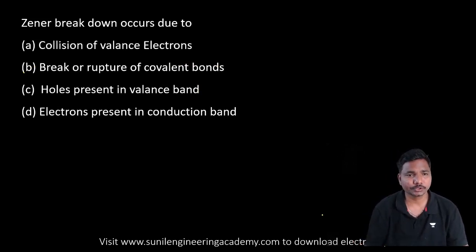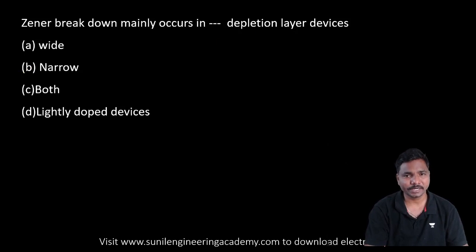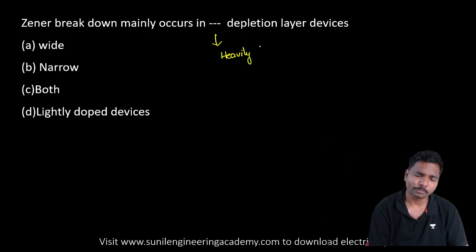Zener breakdown occurs due to dash. Just now I have given that Zener breakdown occurs due to break or rupture of covalent bonds. Collision of atoms is avalanche breakdown. Zener breakdown occurs mainly in dash depletion regions. Heavily doped, na. Heavily doped means narrow depletion. So the answer is option B.